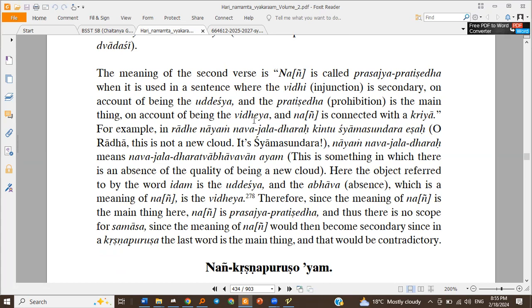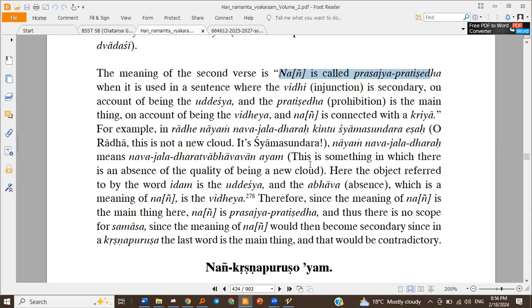Then the meaning of the second verse is: Nay is called prasajya pratishedh when it is used in a sentence where the vidhi is secondary on account of being the uddeshya, and the pratishedh is the main thing on account of being the vidheya, and Nay is connected with the kriya. For example, "Radhe nayam nava jaladharaha kintu shyama sundara eshaha." Oh Radha, this is not a new cloud, it's Shyam Sundara.